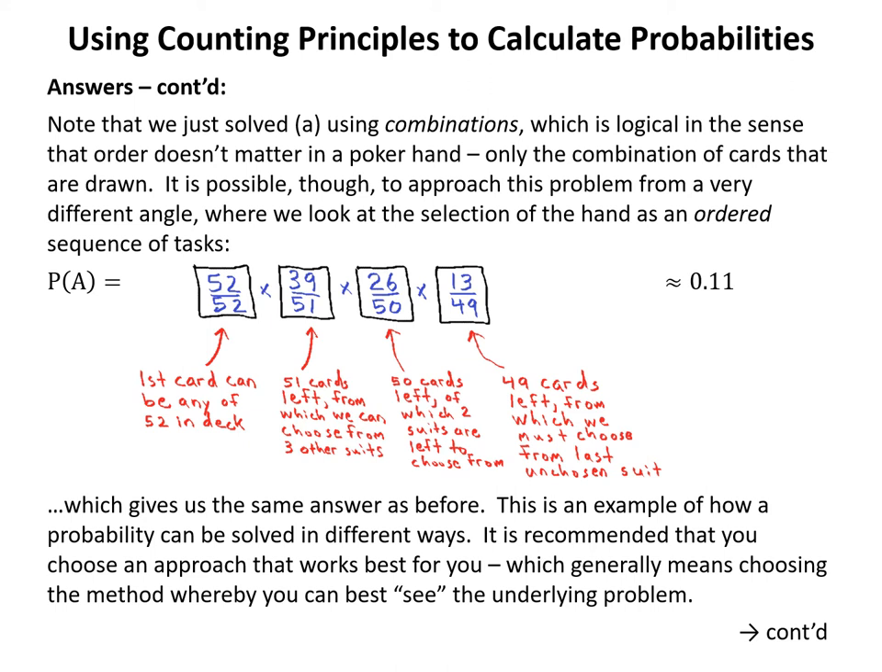In order for event A to happen, the answer ends up being the product of those four probabilities, which works out to give us the same answer that we got doing it the first way. And that rounds to approximately 0.11. So we get the same answer as before, and this is an example of how a probability can be solved in different ways. And this is a very common theme in probability, actually. Now, it's recommended that you choose an approach that works best for you. In other words, that generally means choosing the method whereby you can best see the underlying problem for yourself and therefore work towards getting the correct answer.